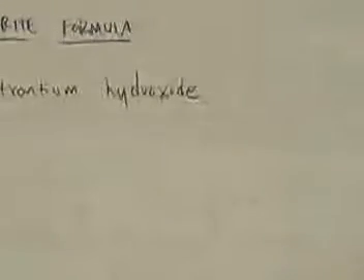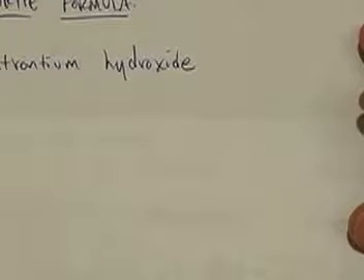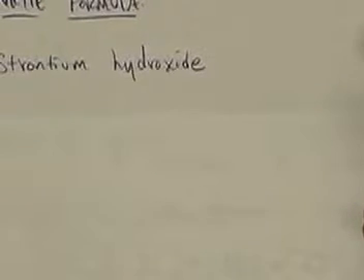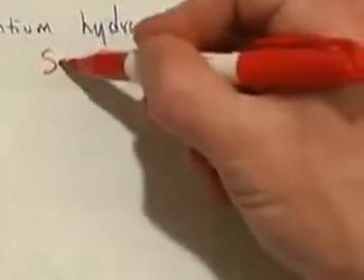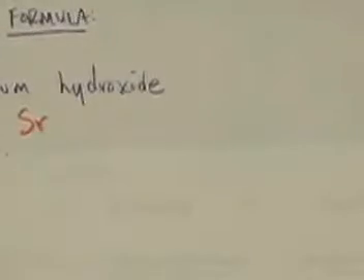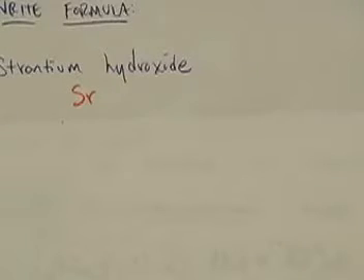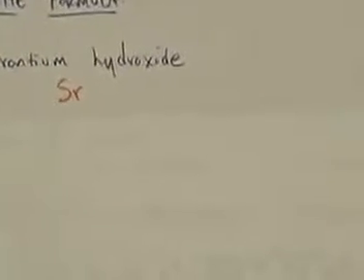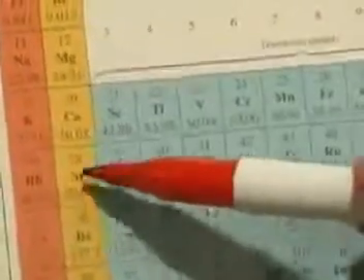Let's go backwards. And let's say, for example, that we wanted to write the formula given a name. Let's say we had the name strontium hydroxide, and we were told to write the formula. Well, the first thing we want to do is write the cation strontium, which is Sr. And you want to look on your periodic table and find out what its charge is. Since it's an ionic compound, the ionic compound will always have a cation with a positive charge and an anion with a negative charge. Strontium is located right here on the periodic table, which is in group 2, so it has a positive 2 charge.